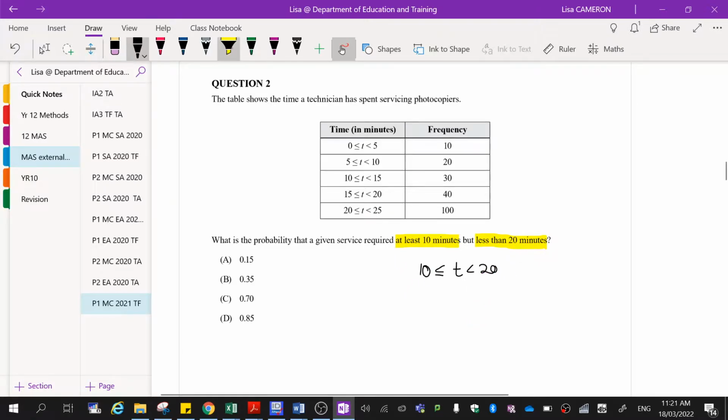So now we're going to pick the frequencies that correlate to these pieces of information. So this one here will include the at least 10. And this is all the way up to, but not including the 20. If it was including the 20 as well, I'd have to add this one in too. So now I've got 70 over, when I add all of these together, I'll get 200. We can see that they're decimals, so we want to get it as over 100, which would convert nicely to B.